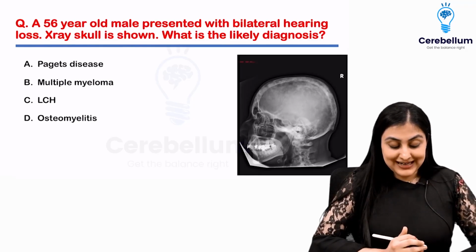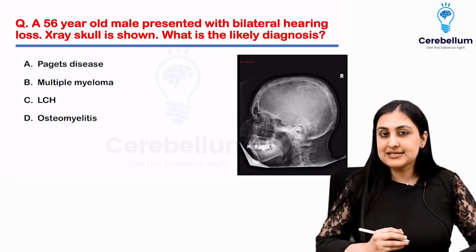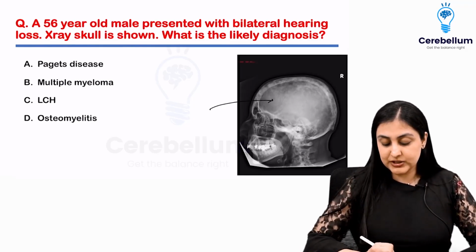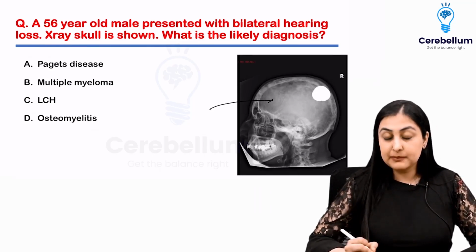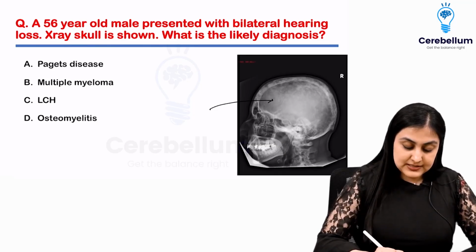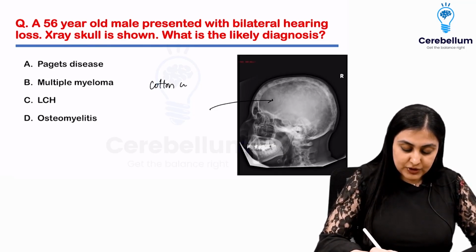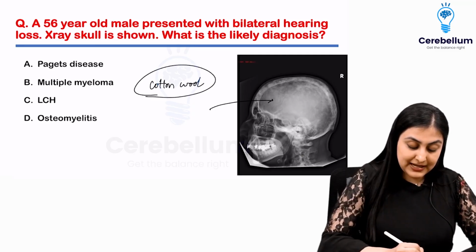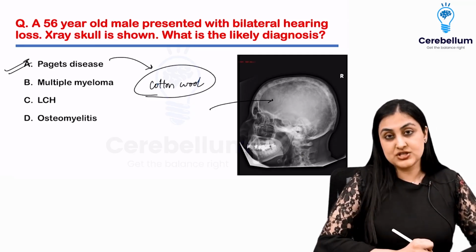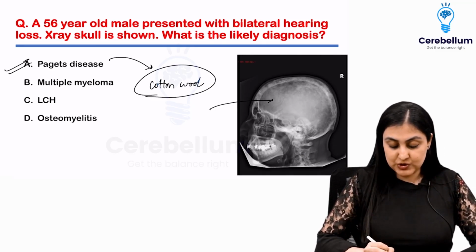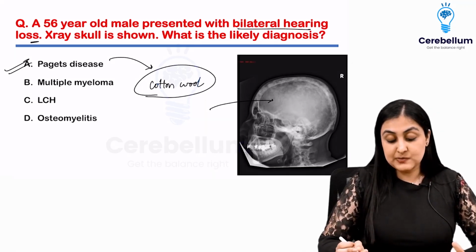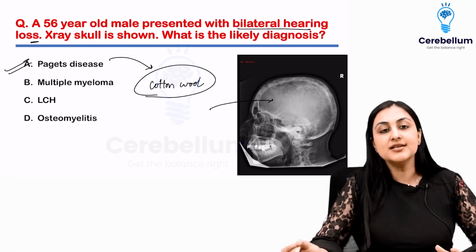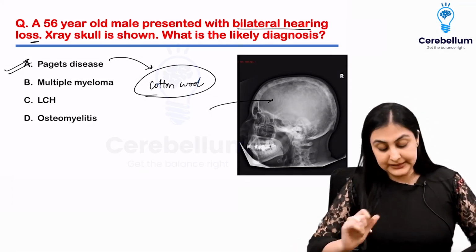A 56-year-old male with bilateral hearing loss. X-ray is shown, so you can see how on the skull X-ray there is this diffuse expansion with multiple sclerotic spots. This is called the cotton wool skull appearance, and the diagnosis here is Paget's disease. Okay, so this is Paget's, which is cotton wool skull, and this is also the history which helps us because of the bony expansion. There is compression of the auditory nerves.